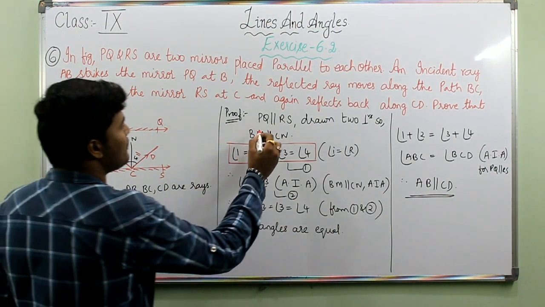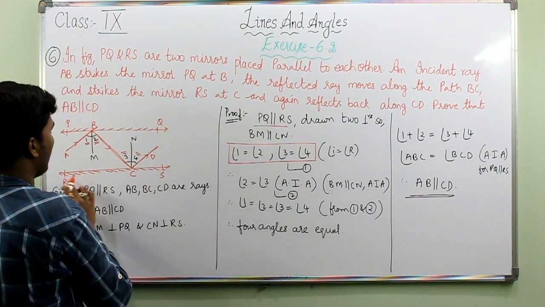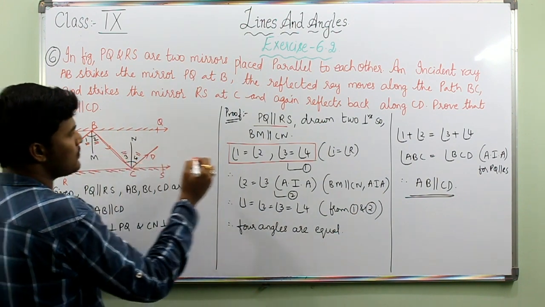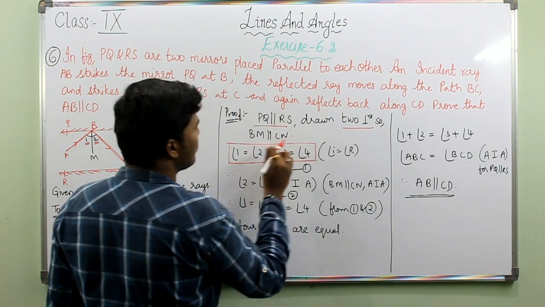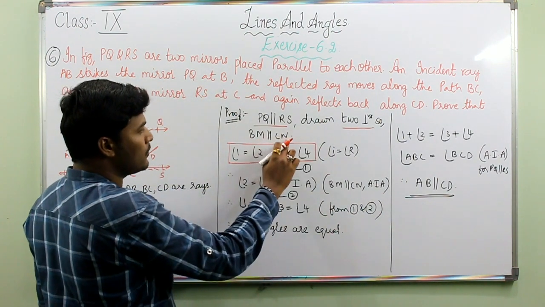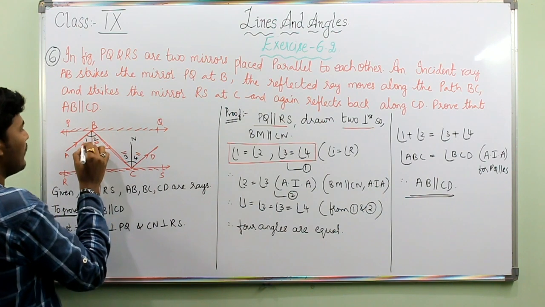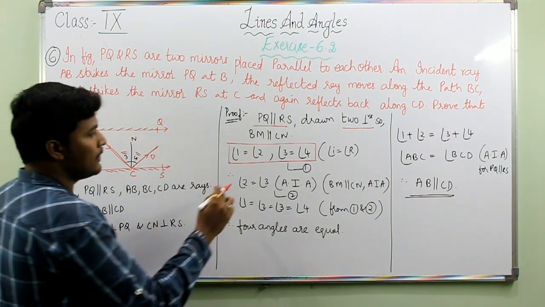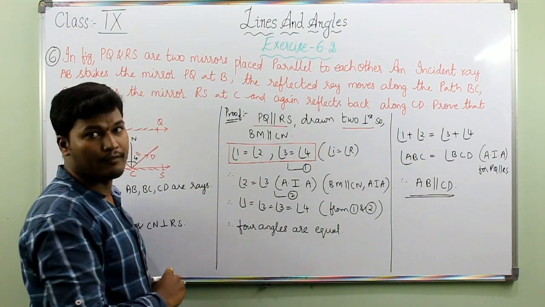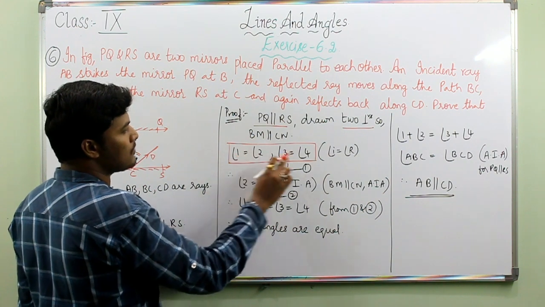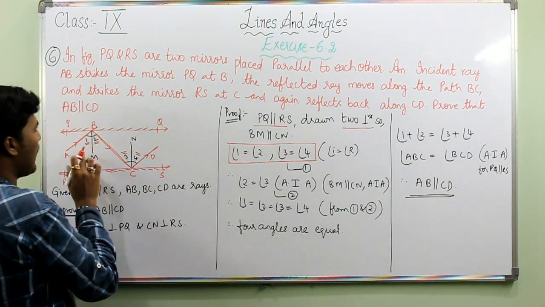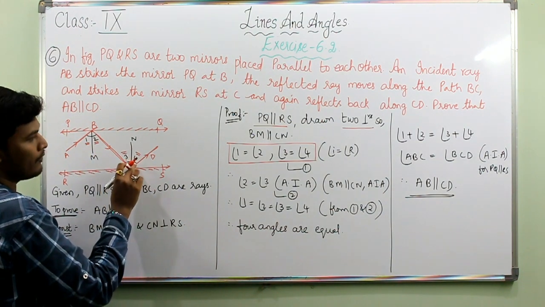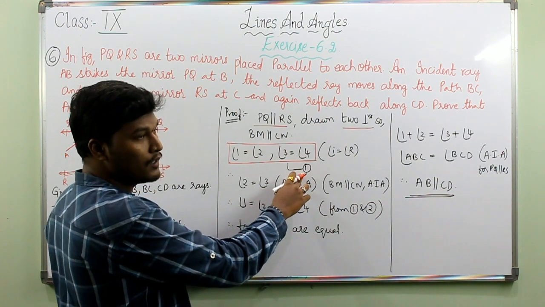Here PQ is parallel to RS, and we are drawing two perpendiculars, BM and CN. These two perpendiculars will also be parallel, that is BM is parallel to CN. Now angle 1 will be equal to angle 2, similarly angle 3 will be equal to angle 4, because they are the incident angles and the reflected angles. Angle I is equal to angle R, that is angle 1 is the incident and angle 2 is the reflected. Similarly angle 3 and angle 4. We write this as equation number 1.